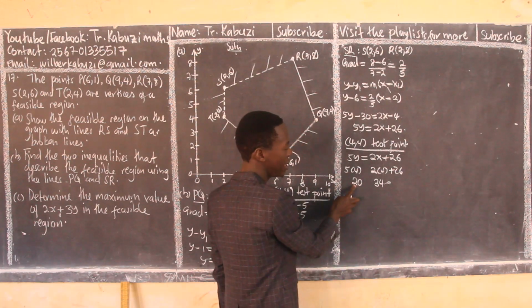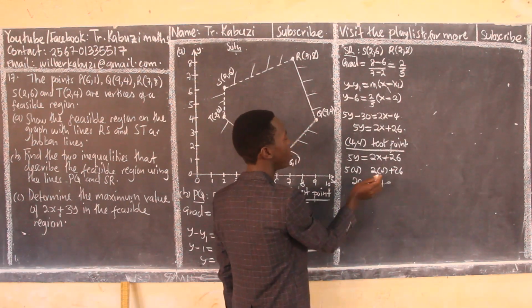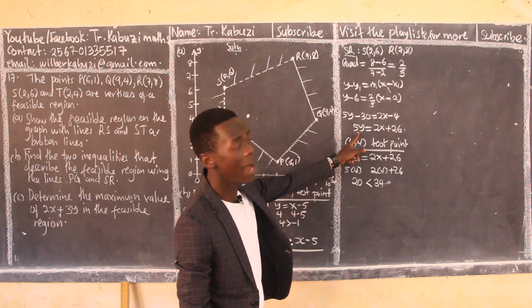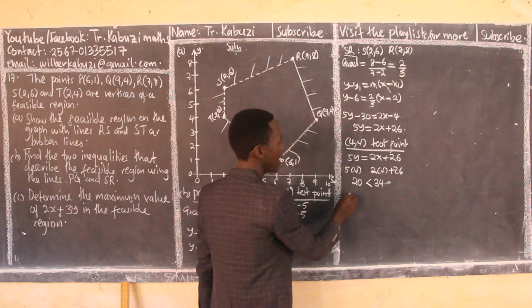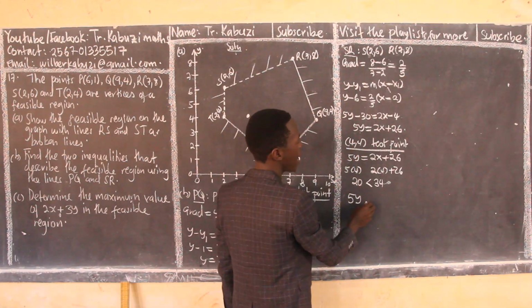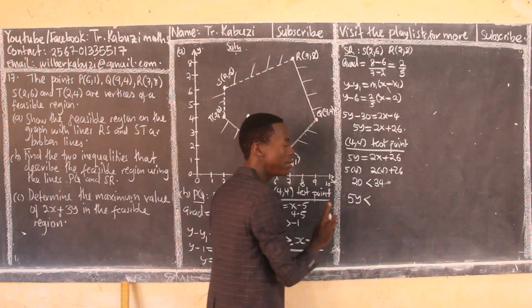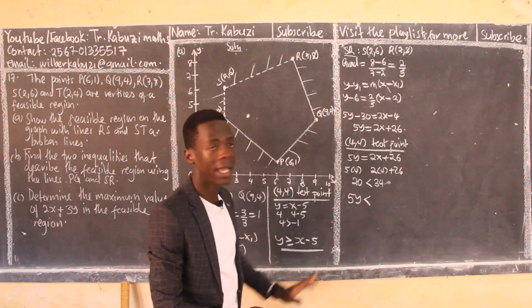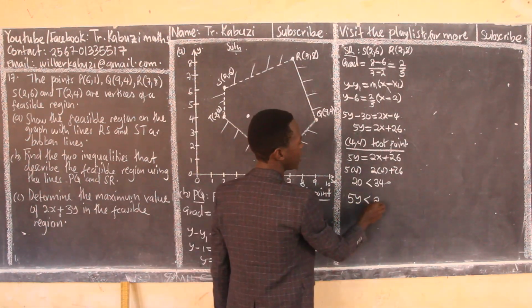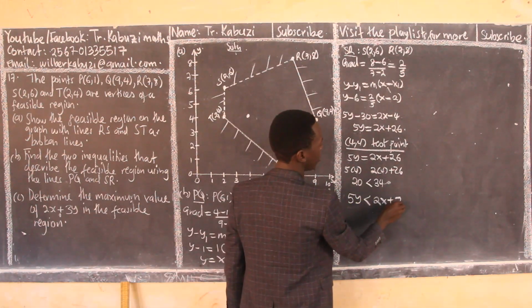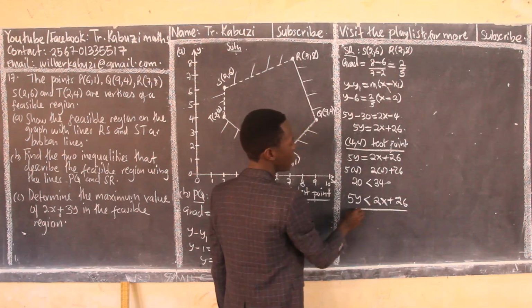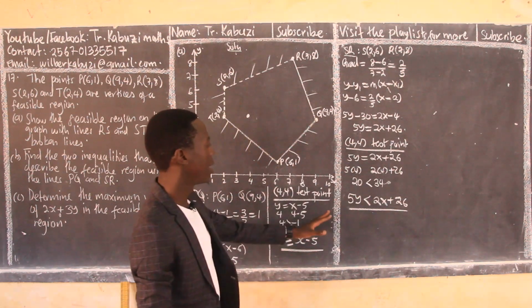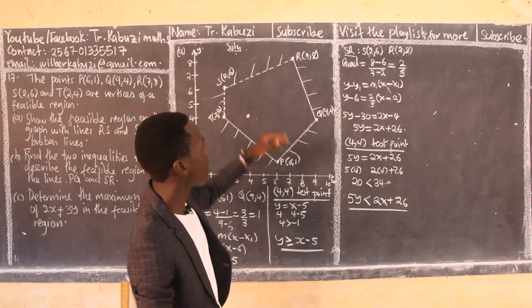You see that 20 is less than 34. So meaning that from my boundary line, my inequality there is 5y less than 2x plus 26. I'm not putting equal because SR is broken, so that becomes my inequality for SR.